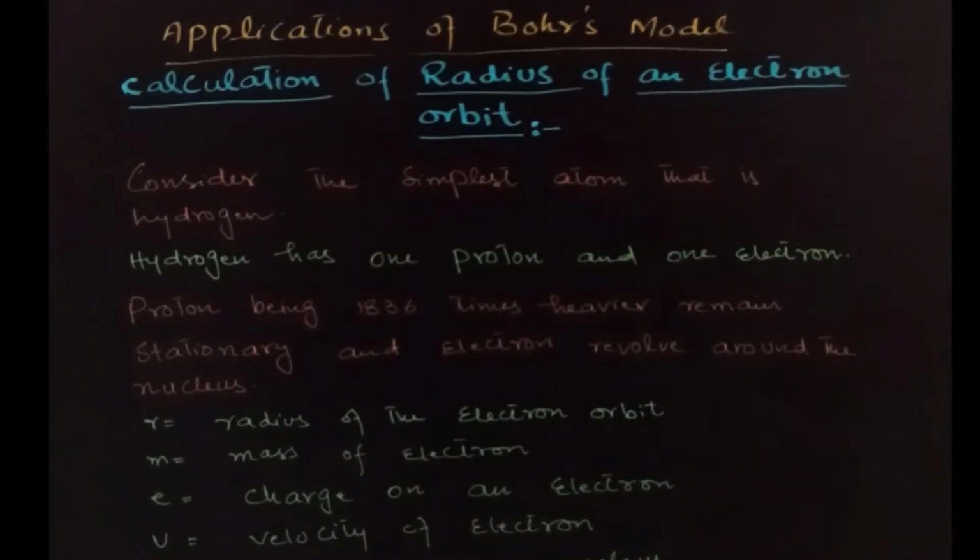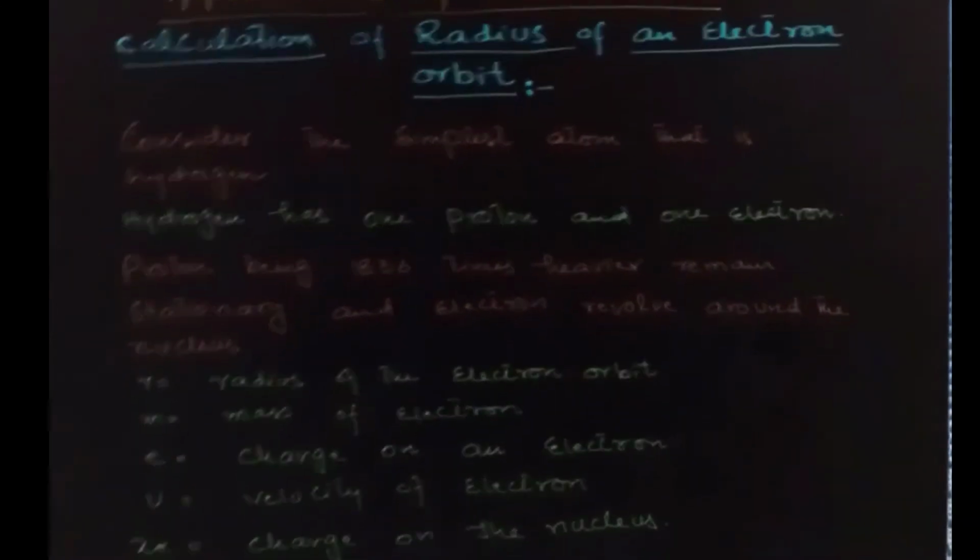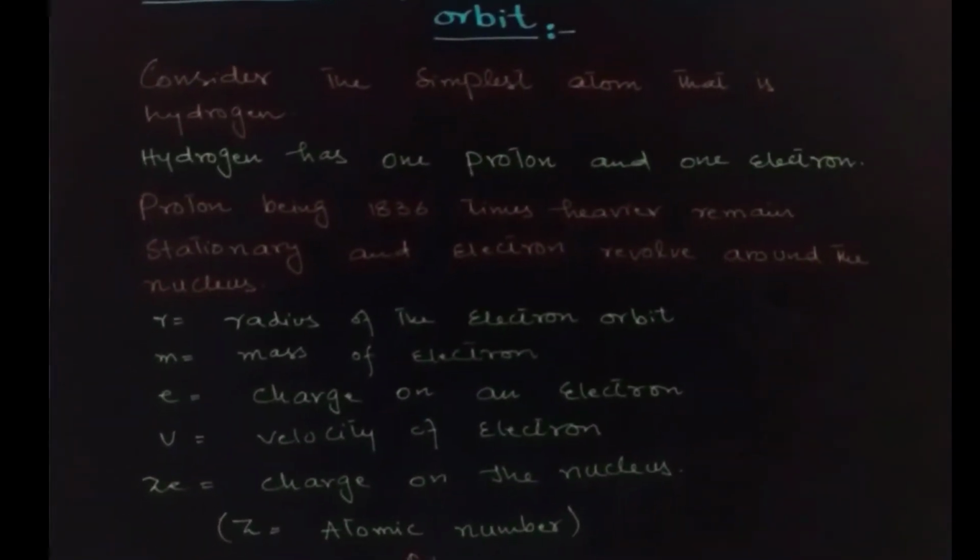In order to explain this concept, we have to take the example of hydrogen. Hydrogen has one electron and one proton. The electron is revolving around the nucleus, while the proton, being 1836 times heavier, remains stationary inside the nucleus. Let's suppose the charge on the nucleus is Ze and the charge on the electron is e.